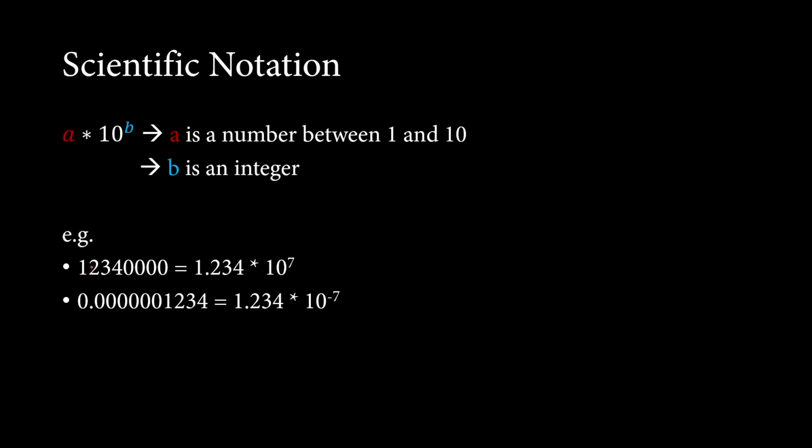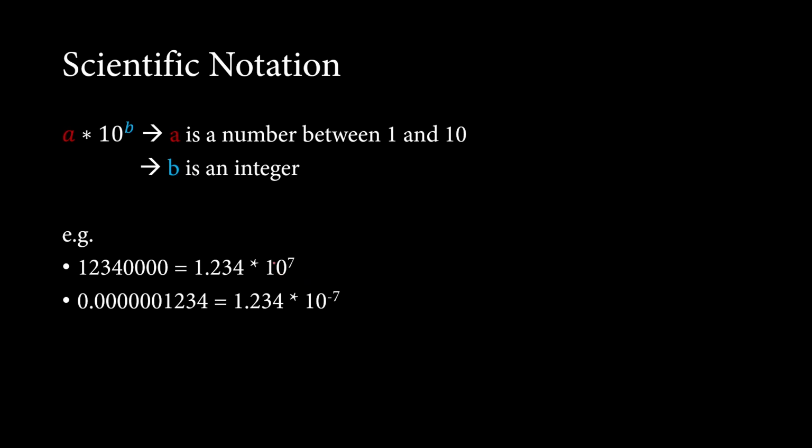1, 2, 3, 4, 0, 0, 0, 0, with 4 zeros at the end. If you read this, it would be 12,340,000 in the value. And we can rewrite that in scientific notation by writing 1.234 times 10 to the power of 7. And if you expand this, mathematically, it makes sense. Of course, it makes sense.